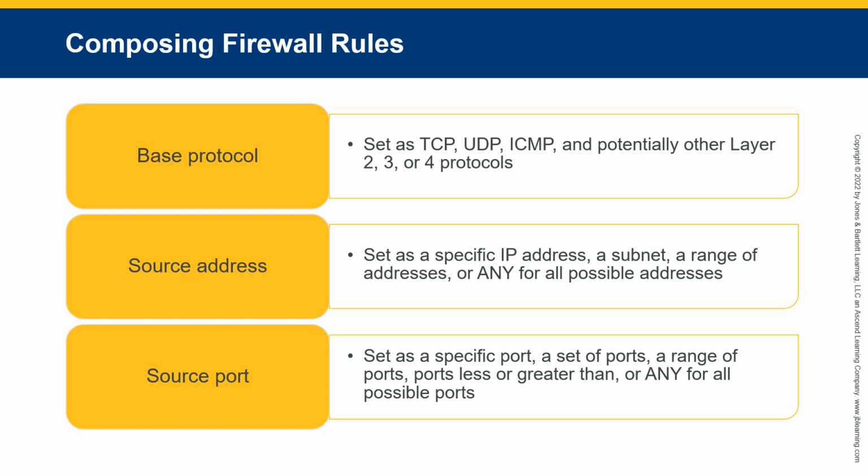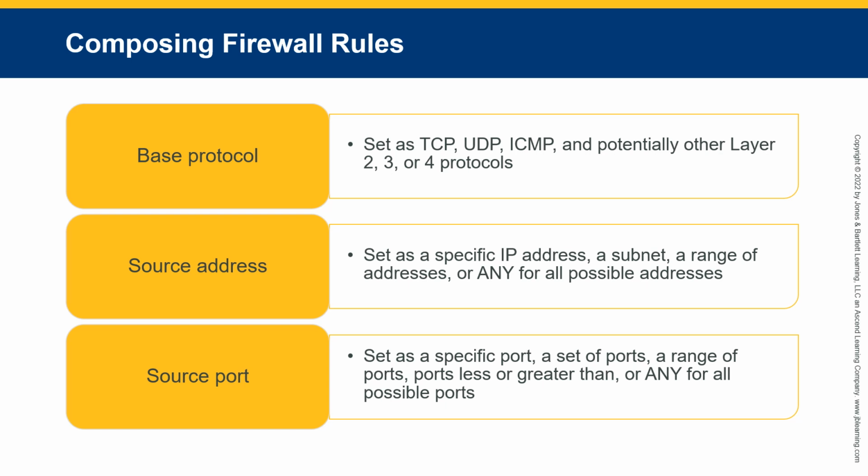All right, so now we're going to talk about source address. Your source address is an IP address, IPv4 or IPv6. This can be an individual host, a range of addresses, a subnet, or any, and that's ANY. You can set a rule that says anywhere it comes from for a source IP address.